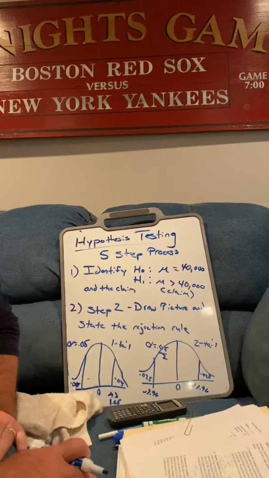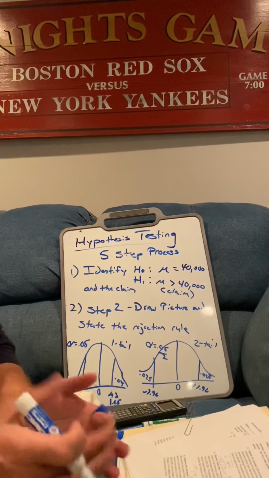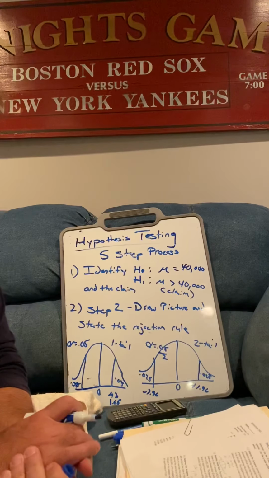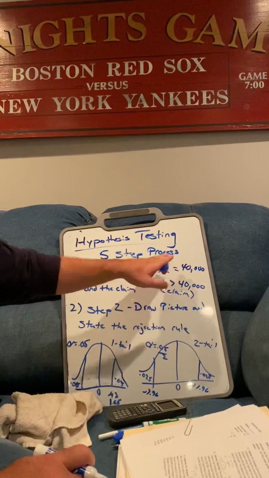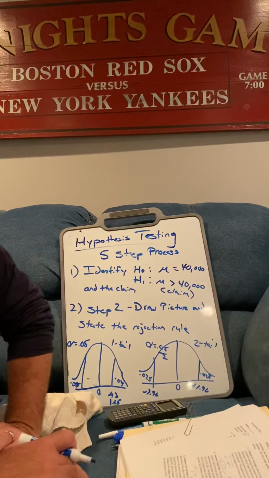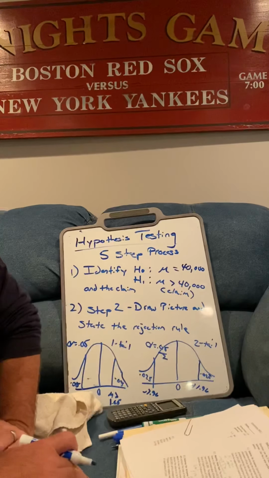What is the mean equal? That's the null hypothesis. What is the alternative hypothesis? In this case, she's claiming that it's going to be greater than. So we always want to identify what the claim is also, because that's going to be important later on. So step 1 is done. Step 2, we're going to draw a picture and we're going to state what's called the rejection rule.